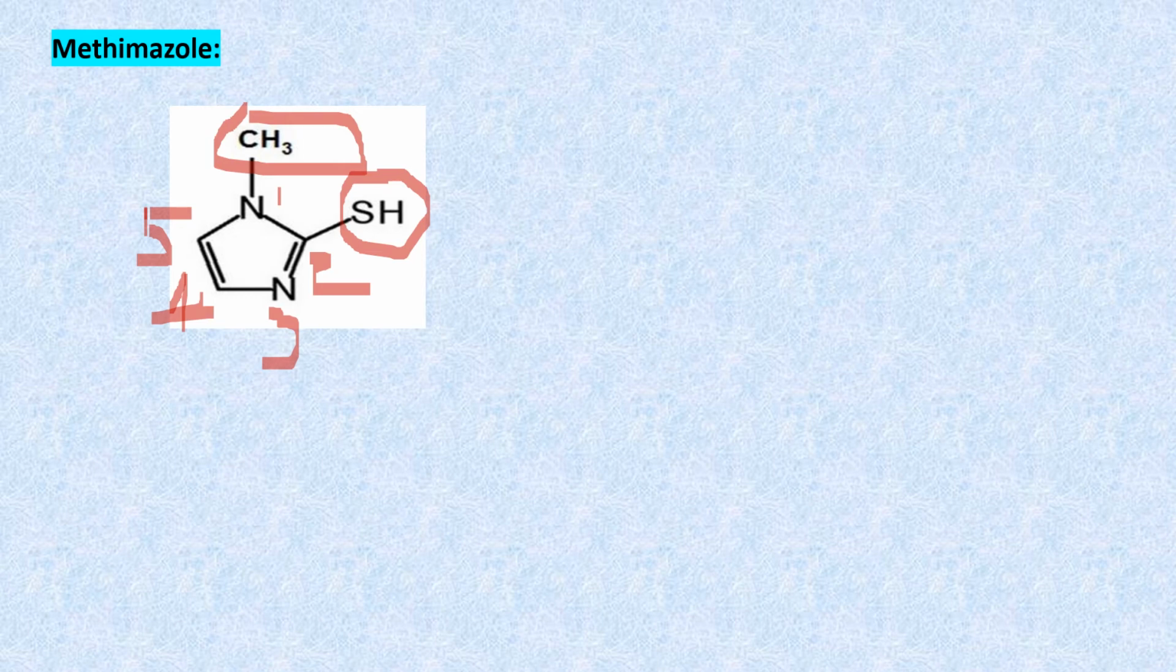Now when you are writing the chemical name, first you will write down the name of the substituents, along with their positions as prefix, in alphabetical order, and at the end you write down the name of the parent structure. See, first I have written in alphabetical order, that is 1-methyl. Then at second position, 2-thiol group is present, and at the end I have written the name of the parent structure, that is imidazole. That completes your chemical name, that is 1-methyl-2-thiol imidazole.